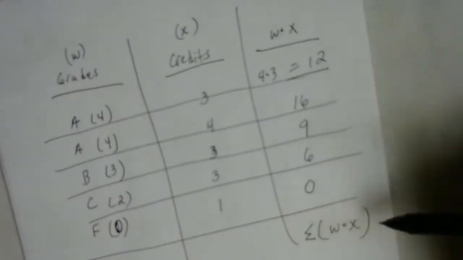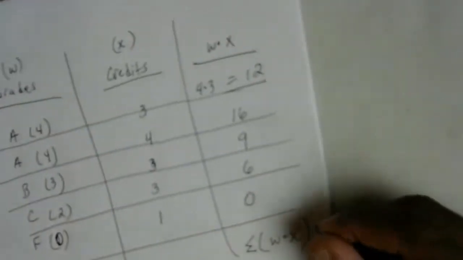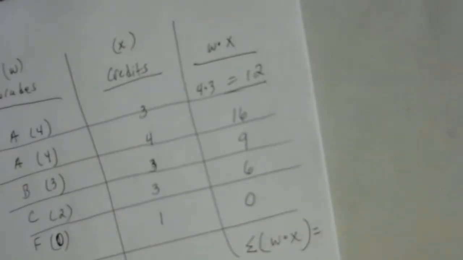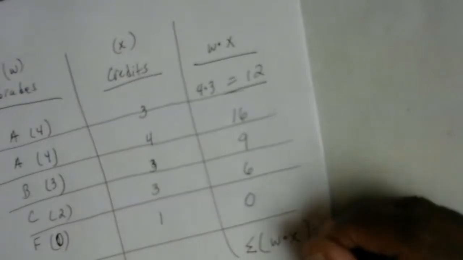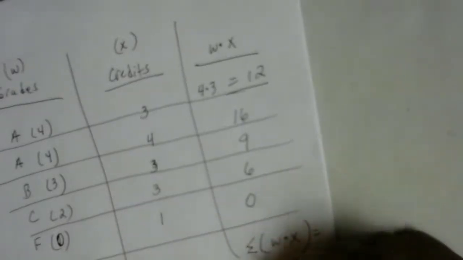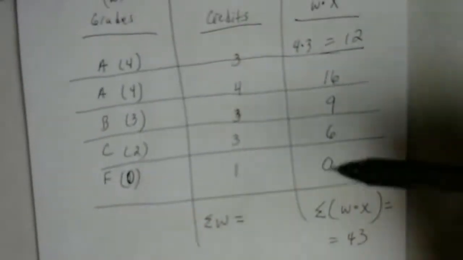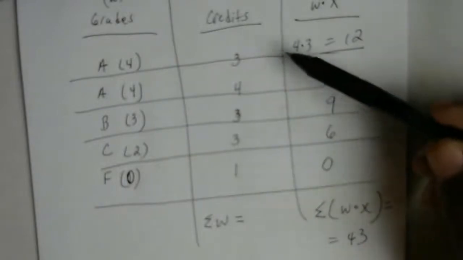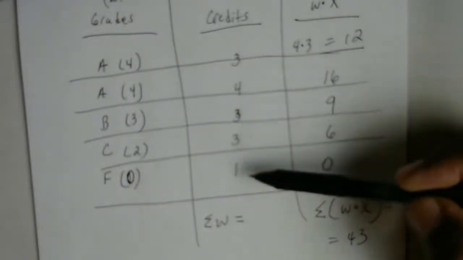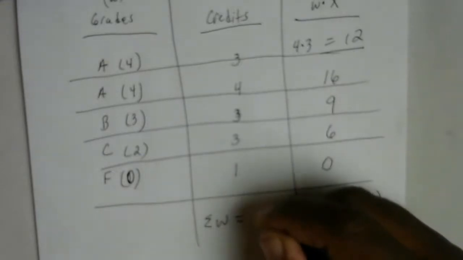So in order to find the summation of W times X, we're going to add up all of these values. So if we add 12 plus 16 plus 9 plus 6, we have a total of 43. Okay, the next thing we also need is summation of W. So just as in the previous section, when we add up all of our frequencies, here we're going to add up all the credit hours. So 3 plus 4 plus 3 plus 3 plus 1, I believe that gives us 14 credit hours.